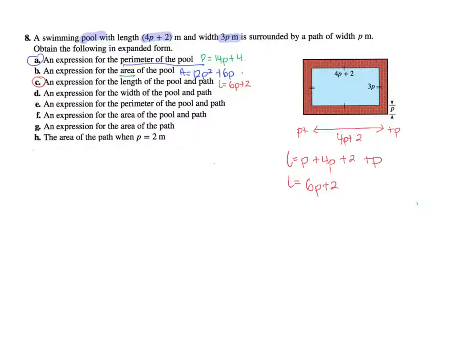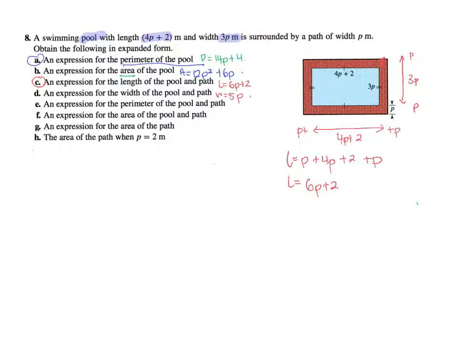And then the expression for the width, well, it'll be the same. We have the 3p and then we have a p here. This is p, and this little bit here is p. So if you add them all up, the width is 5p.